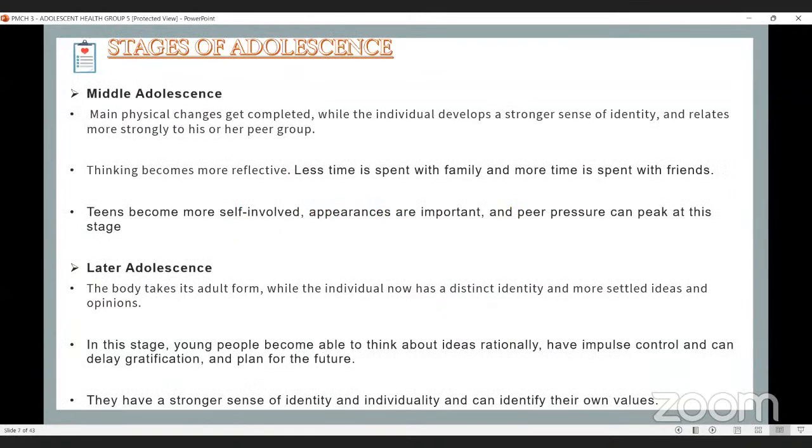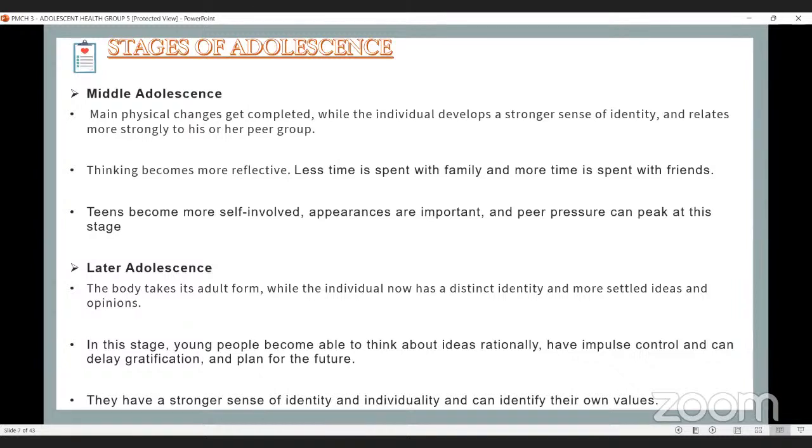Middle adolescence. The main physical changes get completed in middle adolescence, while the individual develops a strong sense of identity and relates more strongly to his or her peer group. The importance of the peer group in middle adolescence is that, no doubt, their peers are very important during this phase.